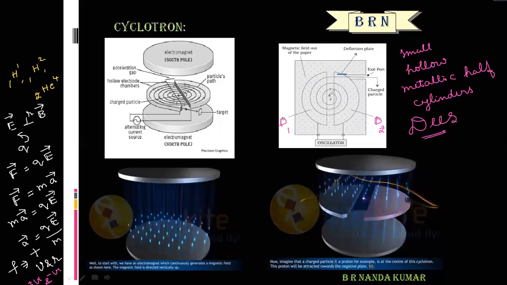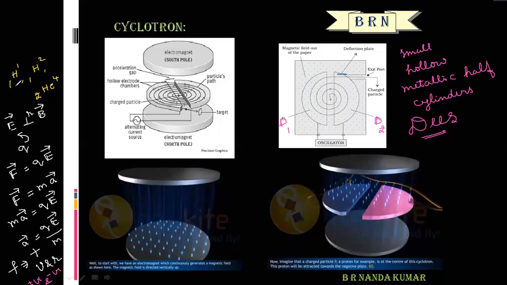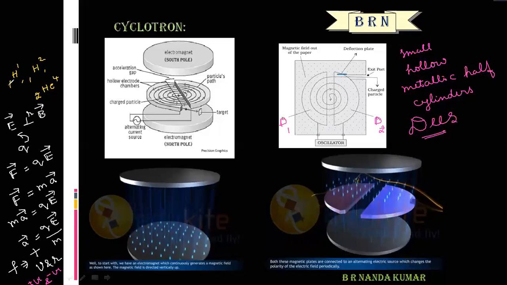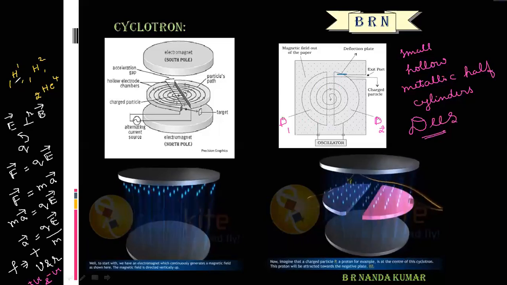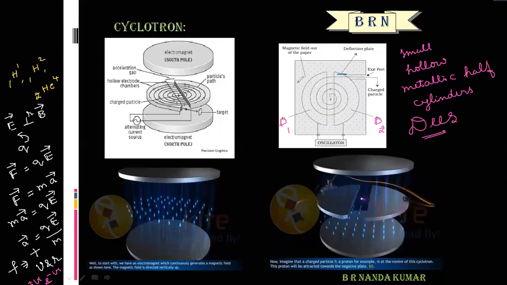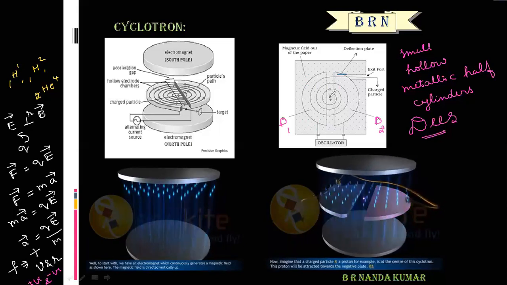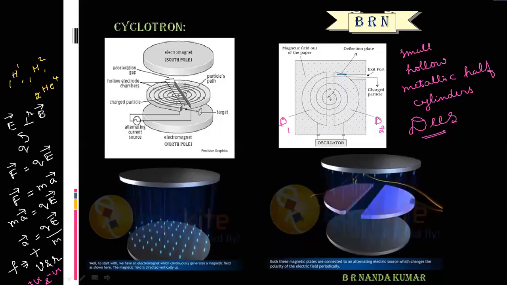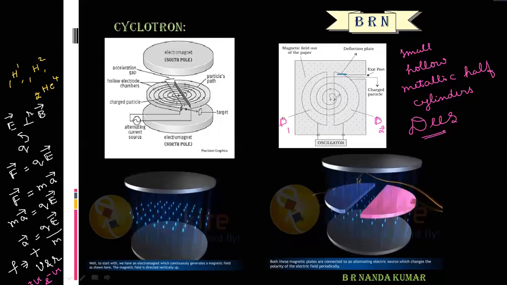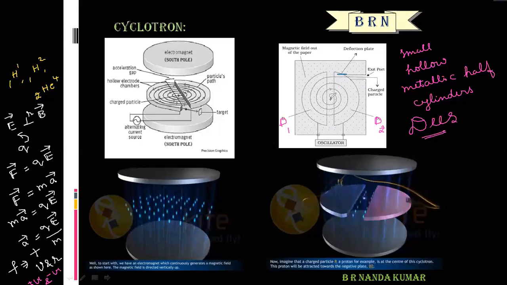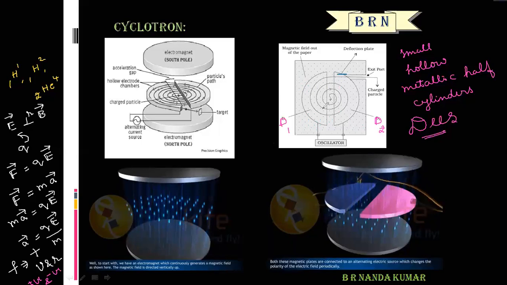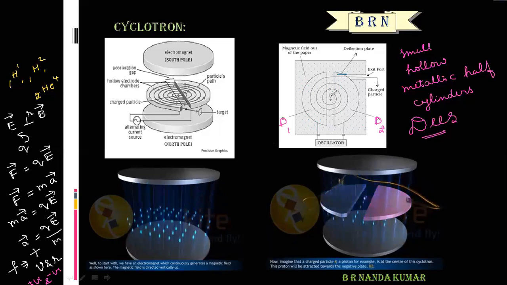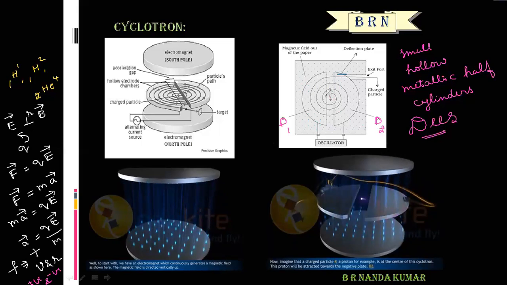Okay, a positively charged particle, for example a proton, that is to be accelerated. That means we should increase the speed, the velocity, the energy. So a positively charged particle like proton is injected into the D's near their center, in a plane perpendicular to the uniform magnetic field.